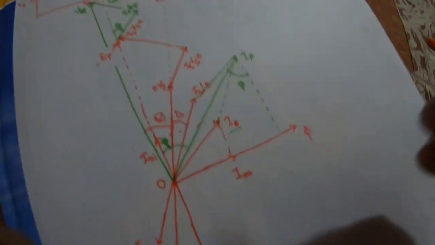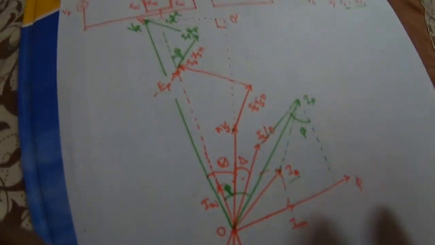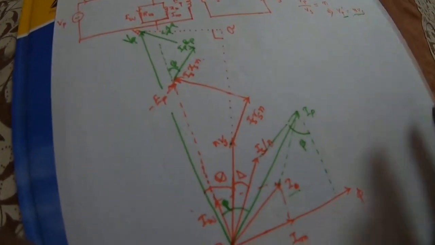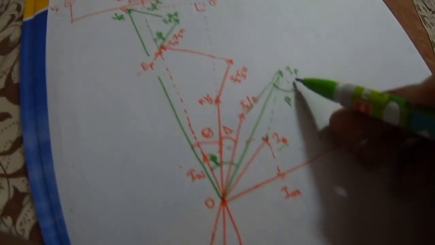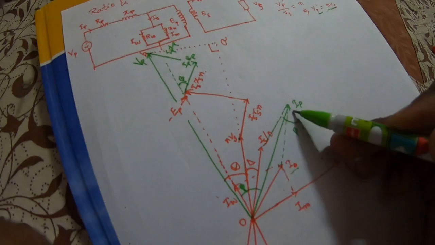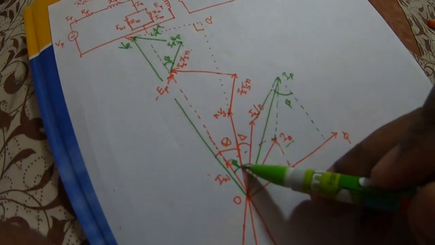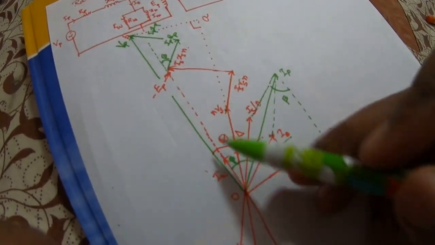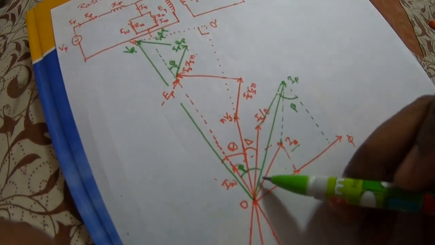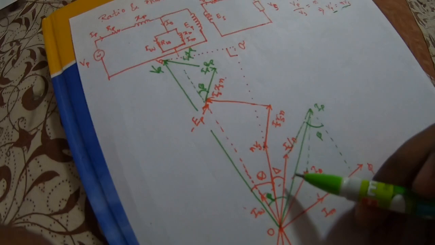Now what will you do here? In this case I am not going into detail with all these angles. Just consider one thing: the primary current Ip makes an angle beta with Ep, the primary side voltage. It is making an angle beta. And now what is delta?